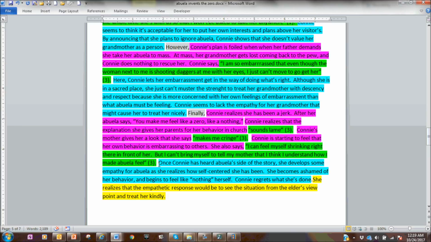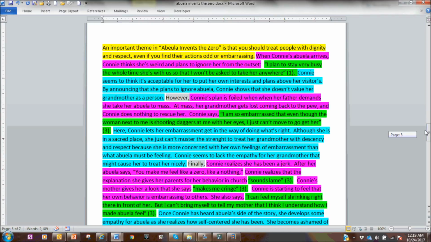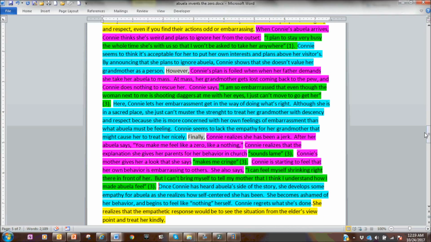And because of that, now I can state again what her final learning is, and that should reflect my claim because my original theme statement was a statement of what Connie learned. And so I'm saying she realizes that the empathetic response would be to see the situation from the elder's viewpoint and treat her kindly.